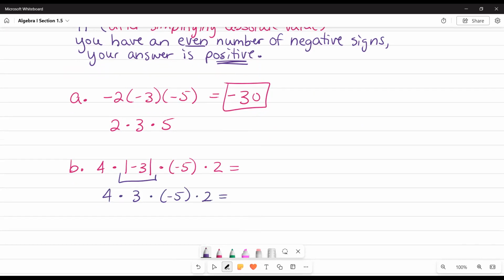So now how many negatives do we have? Therefore, our answer is going to be negative. So I know that I have a negative, and I can ignore it. 4 times 3 is 12, 5 times 2 is 10, 12 times 10 is 120. And we're done.